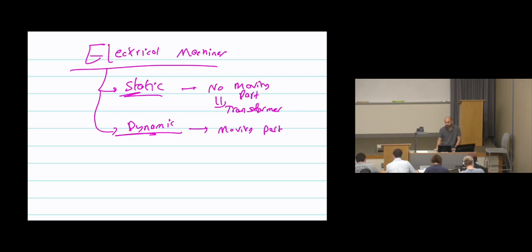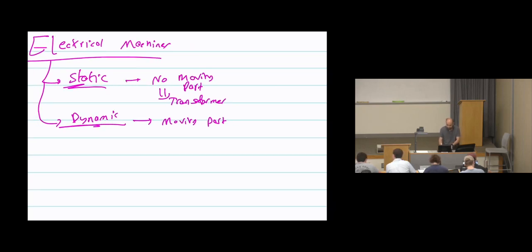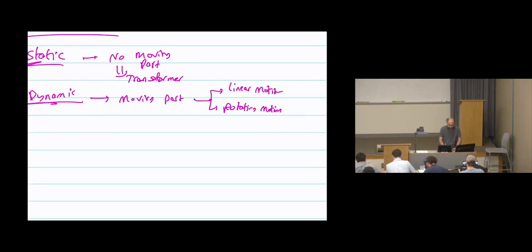Since there are moving parts, it can be split into two areas. The moving part can have linear motion or it can be rotating. Then it can also be split another way: it can be a motor, it can be a generator, it can be an exciter. So the motor can be rotating or it can be linear.